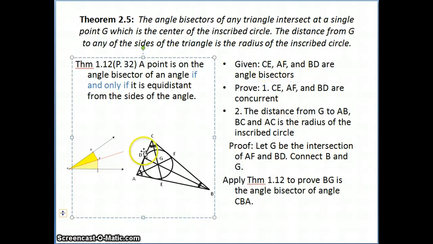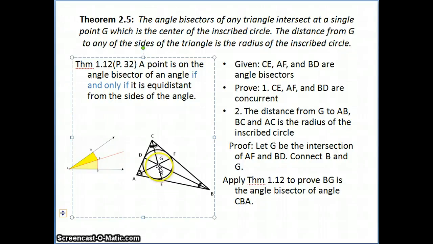First, what we are given: we have three angle bisectors, in the picture AF, BD, and CE. And we want to prove, first, that CE, AF, BD are concurrent, that means they intersect at the same point. The second part: the distance from G, the intersection point, to each side of the triangle is the radius of the inscribed circle.